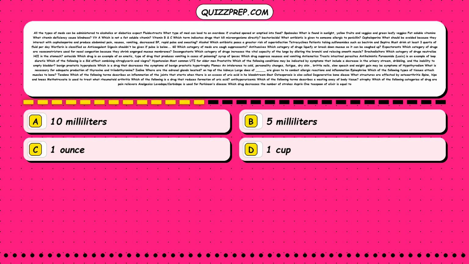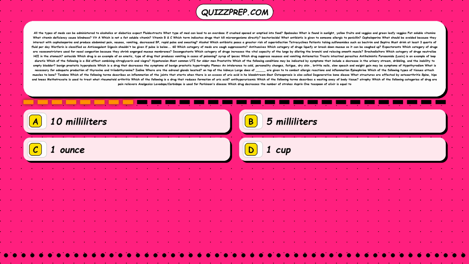Prostatitis. Which of the following conditions may be indicated by symptoms that include a decrease in the urinary stream, dribbling, and the inability to empty the bladder? Benign prostatic hyperplasia. Which is a drug that decreases the symptoms of benign prostatic hypertrophy? Flomax. An intolerance to cold, personality changes, fatigue, dry skin, brittle nails, slow speech and weight gain may be symptoms of hypothyroidism. What is necessary for adequate production of thyroxine and triiodothyronine? Iodine.